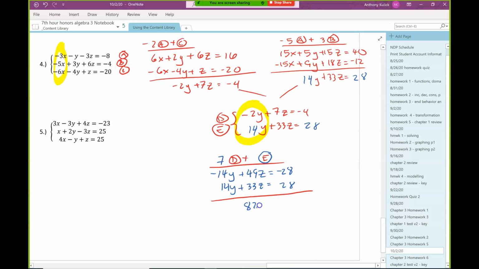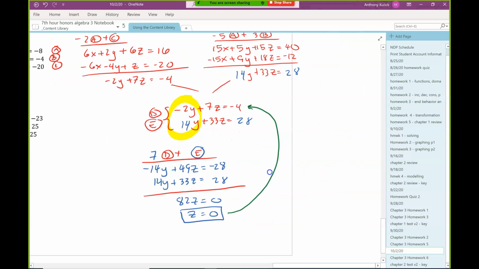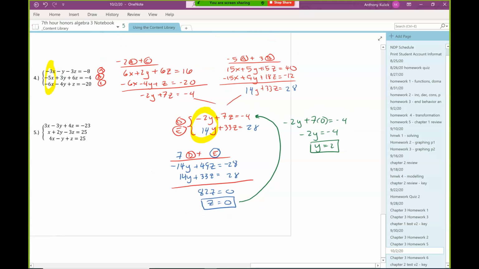So what do we got here? 82z is equal to 0. So z is 0. And then we'll substitute that back into one of the previous ones. I'm going to plug it in here because the numbers are a little bit smaller. So there I get y equals 2. So far, so good. Negative 4 divided by negative 2. Negative divided by negative is positive. Yep. And then we got to get our x.